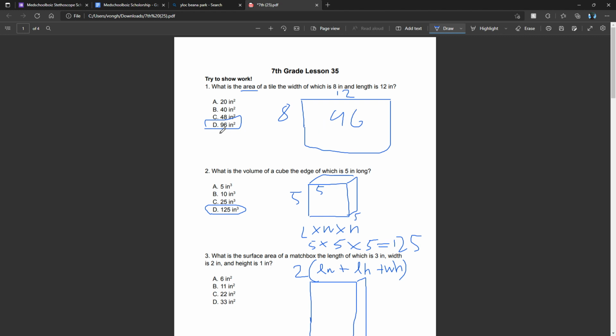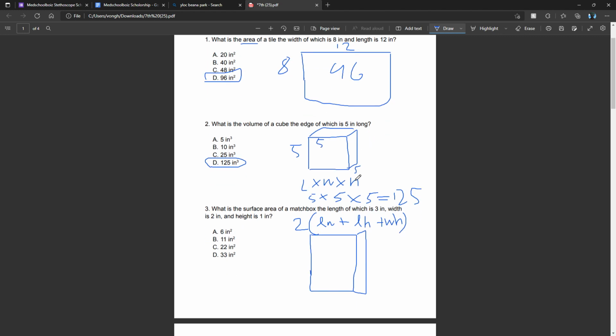12. What is the volume of a cube with the edge of 5 inches long? We know that a cube is just a 3-dimensional figure of a square. And we know that a square has all even sides, so all these edges right here will be equal to 5. All you have to do is multiply length times width times height, and since all the edges are the same, it will just be 5 times 5 times 5, which equals 125.